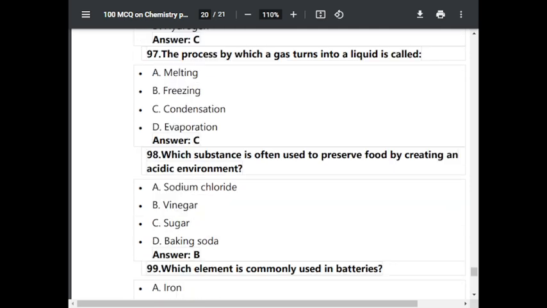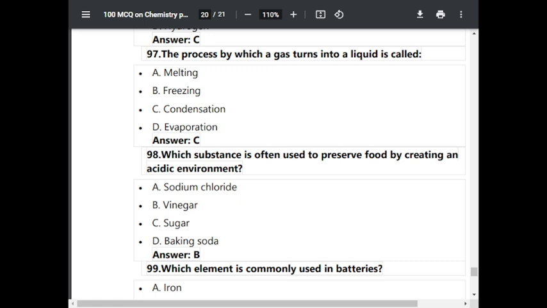Question number 97. The process by which a gas turns into liquid is called: option A melting, option B freezing, option C condensation, option D evaporation. The correct answer is C condensation. The process in which gas turns into liquid is called condensation.